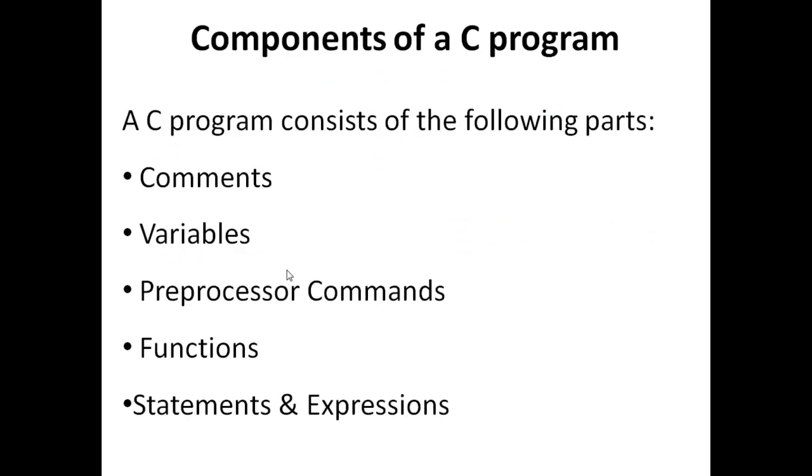So what are the components that can be a part of a C program? It can be comments, variables, preprocessor commands, functions, and statements and expressions. These put together form a C program.